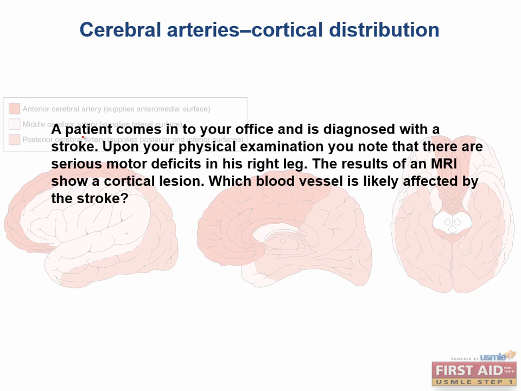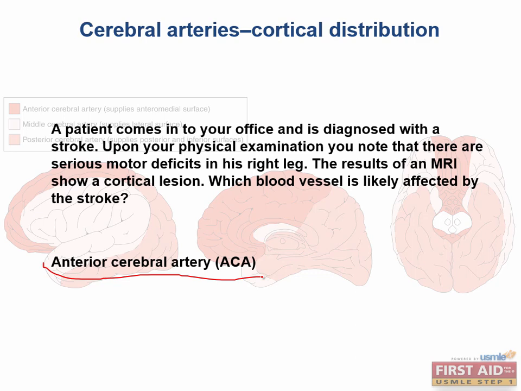The results of an MRI show a cortical lesion. Which blood vessel is likely affected by the stroke? So the answer here would be the anterior cerebral artery, or ACA. Now, the fact that the question lets you know it's a cortical lesion means that you should be thinking about these three major cortical blood suppliers.